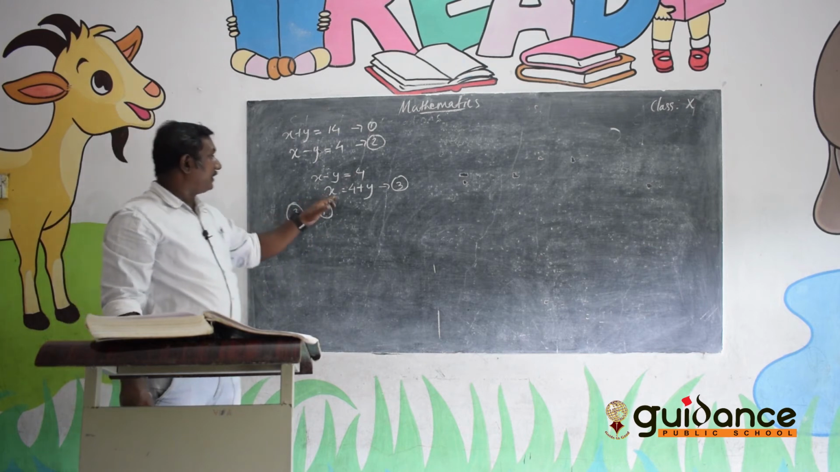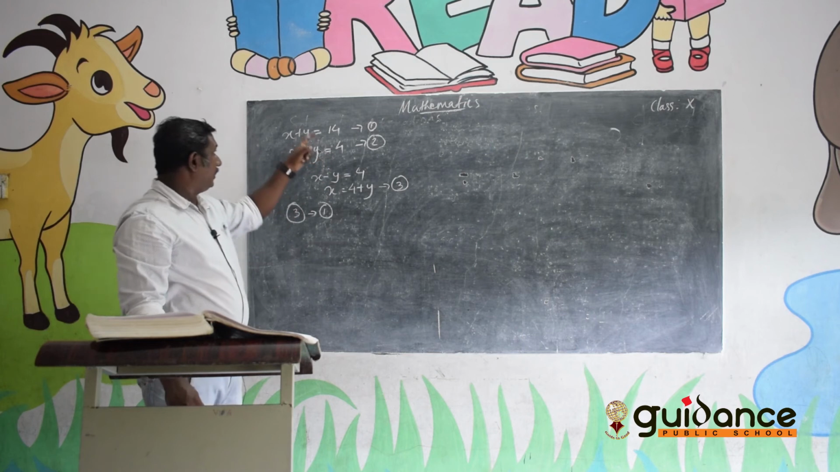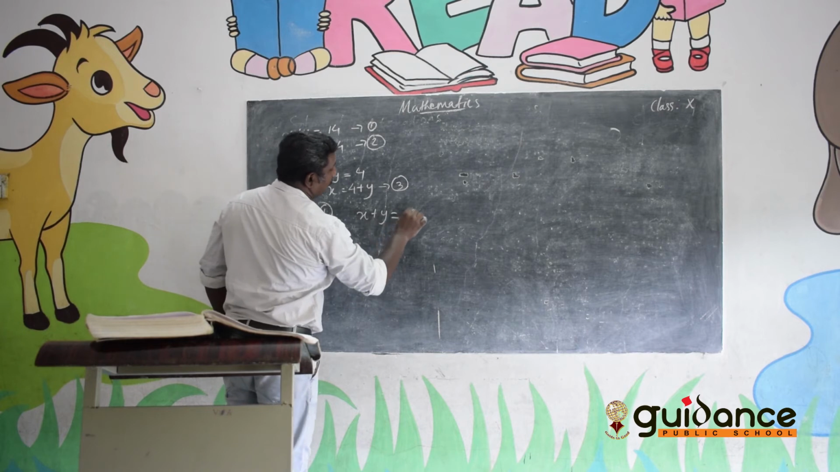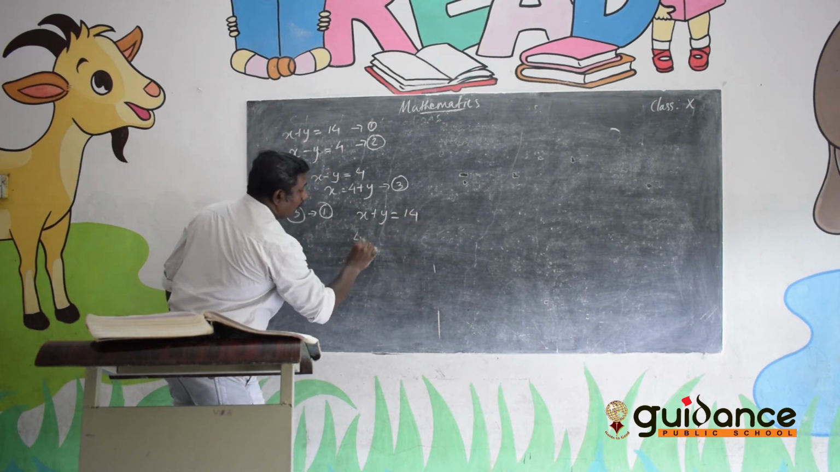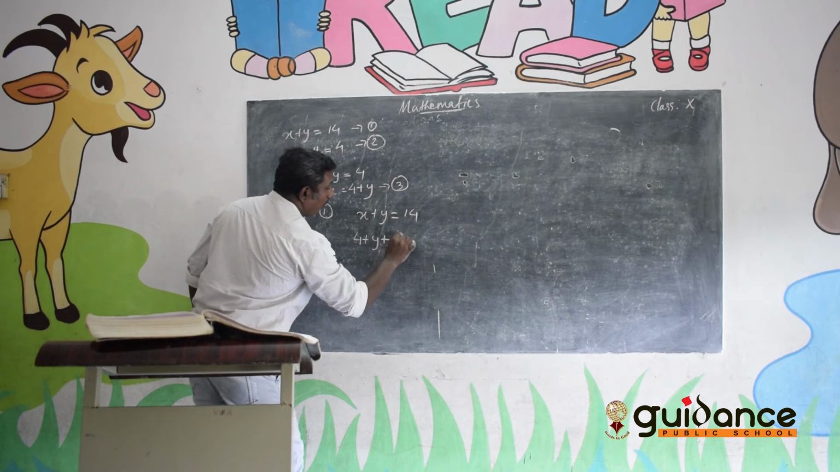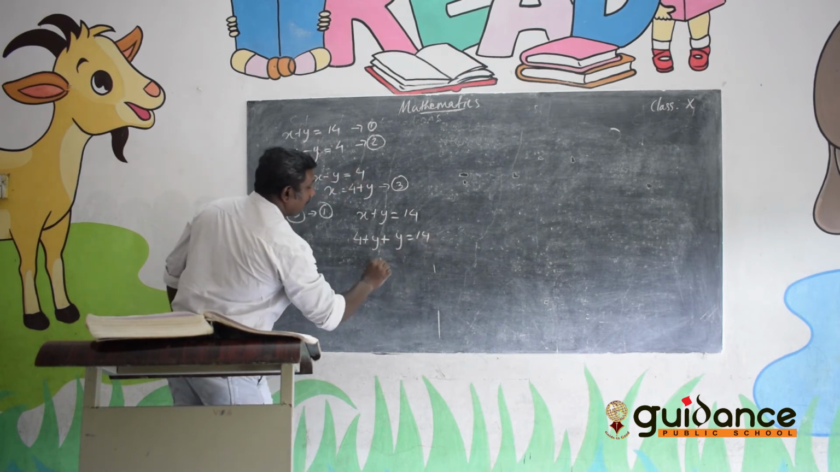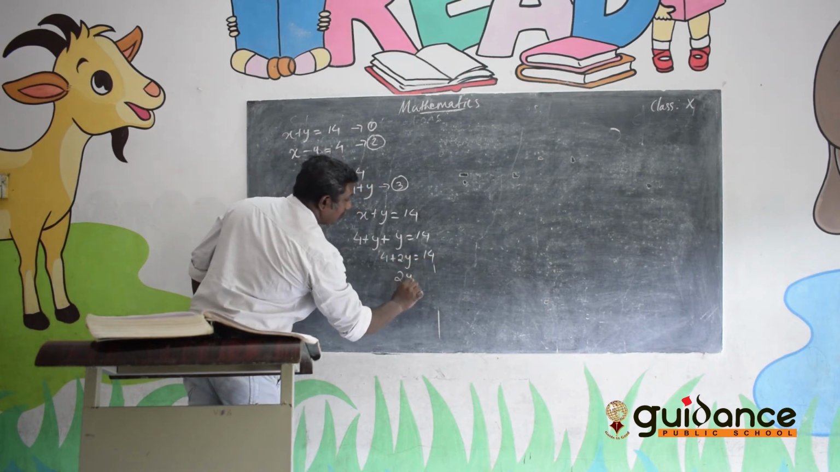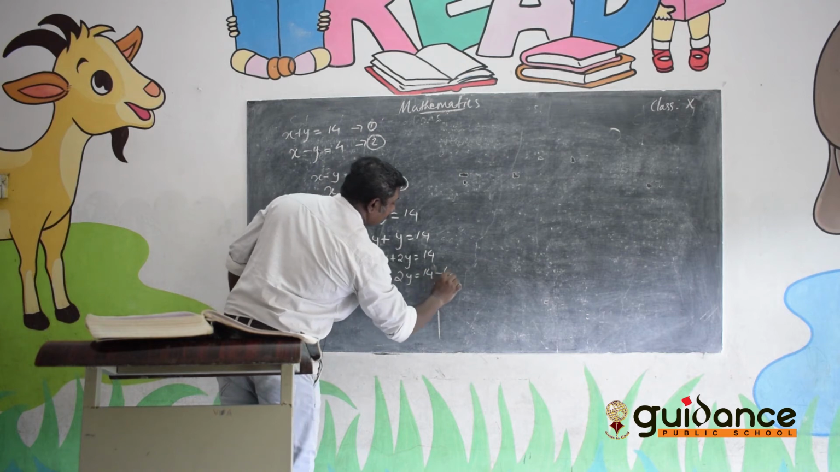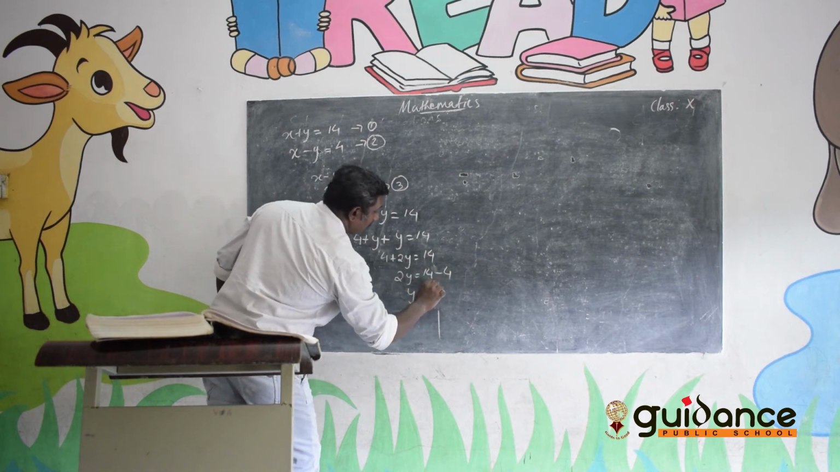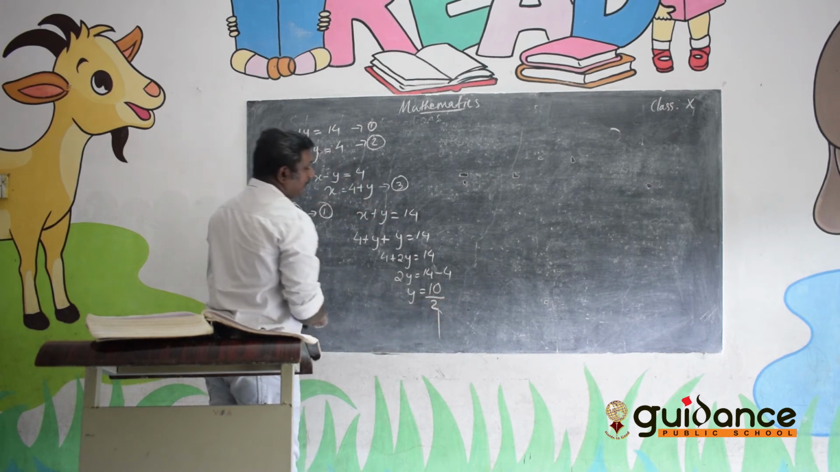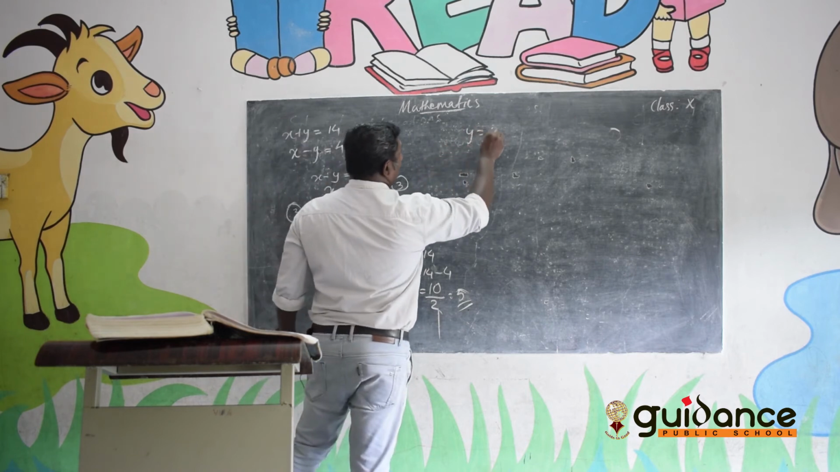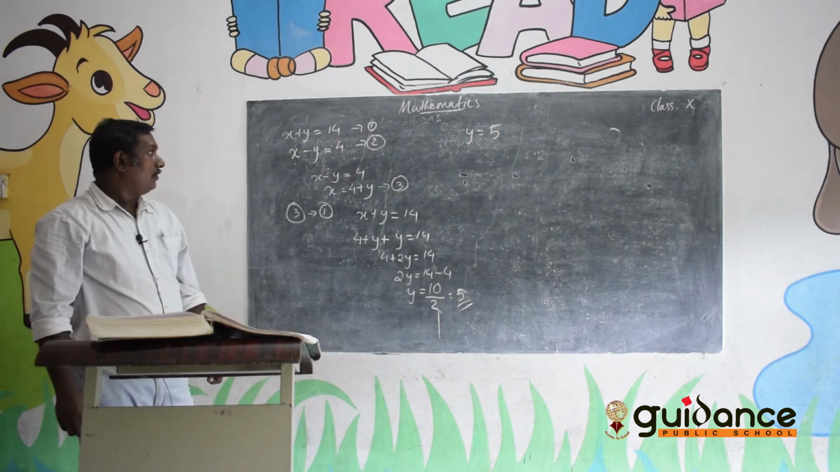The value of x, 4 plus y, we substitute in equation number 1, that is x plus y equal to 14. So 4 plus y plus y equal to 14, then 4 plus 2y equal to 14, 2y equal to 14 minus 4, y equal to 10 by 2, which is 5. We got the value of y equal to 5.